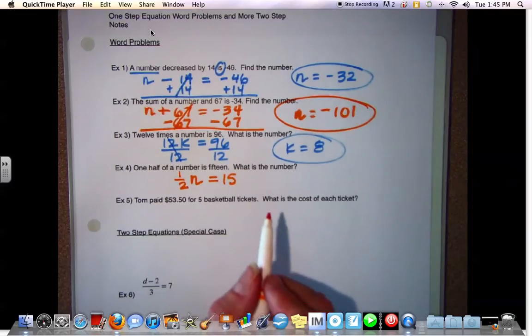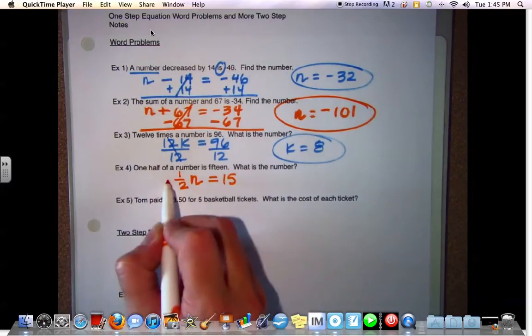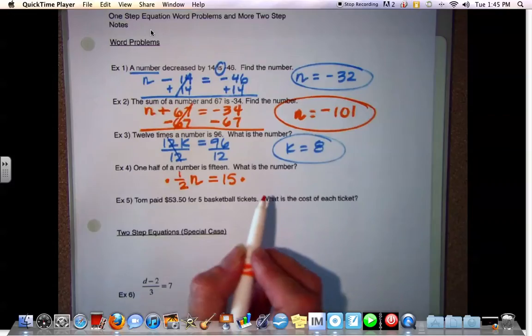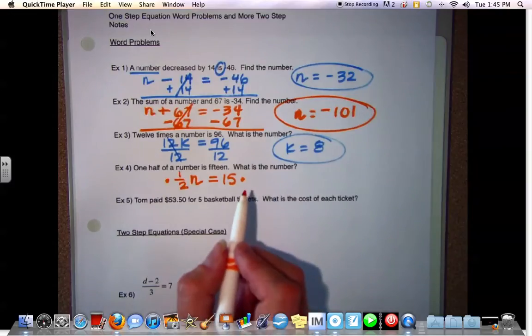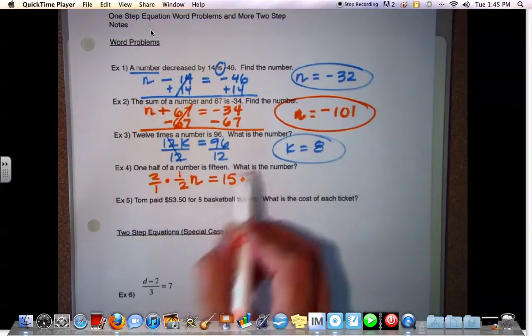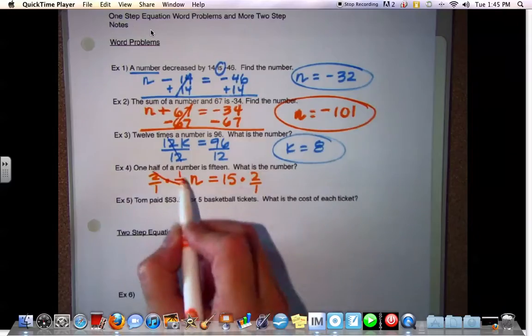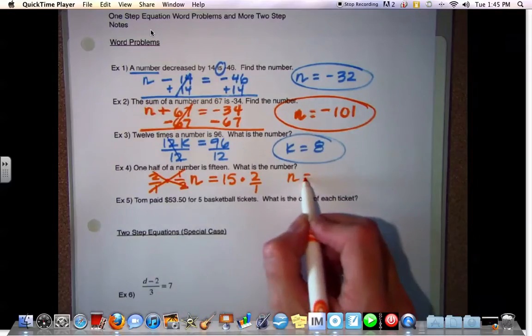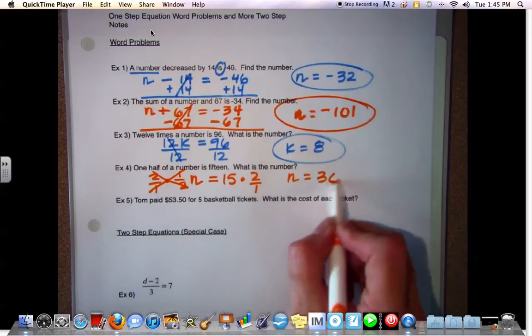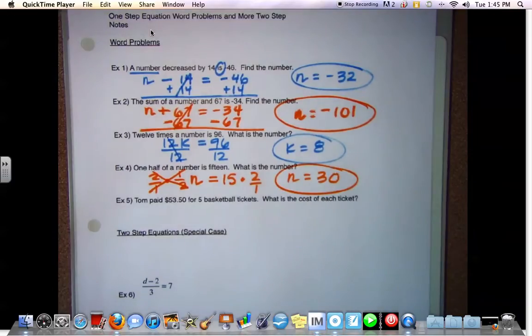So what are we going to do to both sides? You could divide it by 0.5, but it's the same thing as multiplying by the reciprocal, flipping it. So 2 over 1 times both sides. 15 times 2 divided by 1 equals 30.